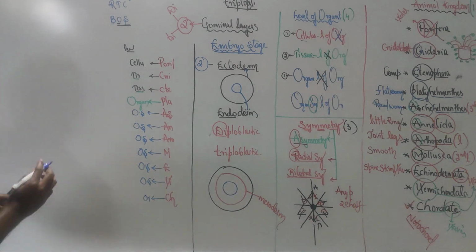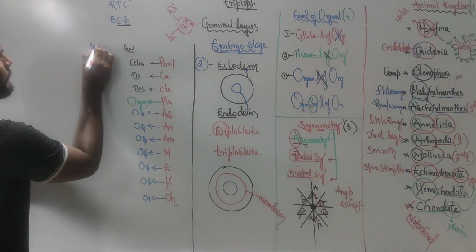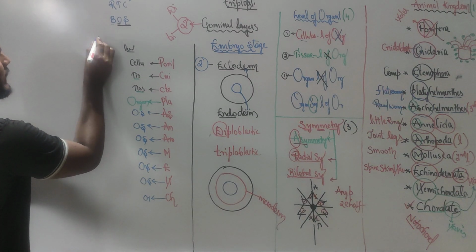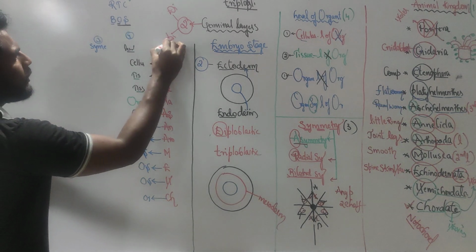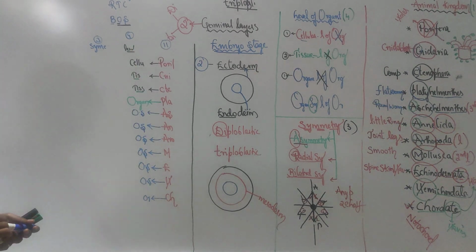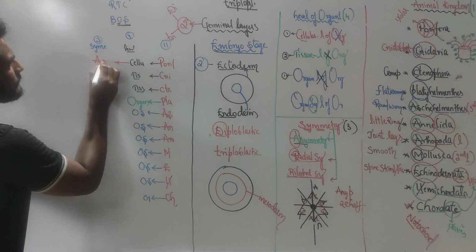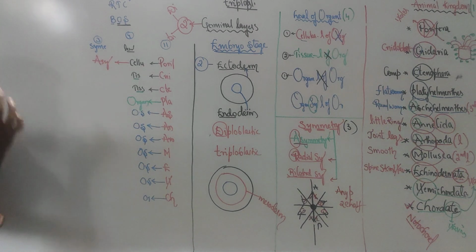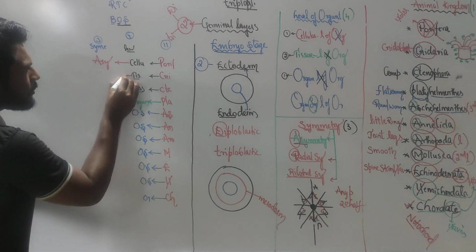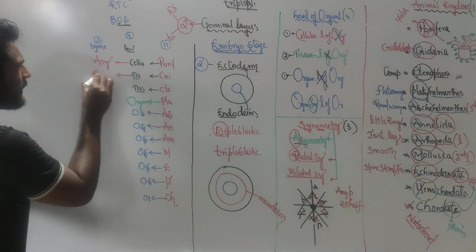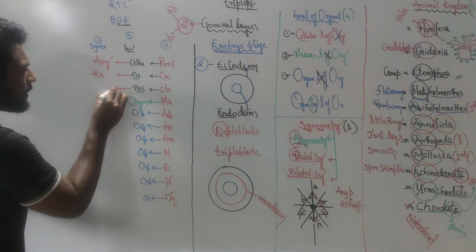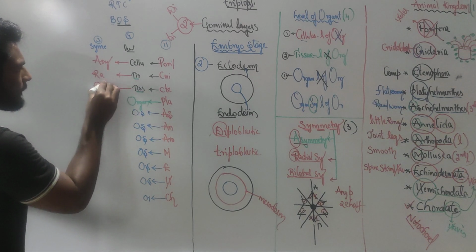Levels are completed. After levels, what? Symmetry. How many types of symmetries? 3. How many levels? 4. How many phylums? 11. So 3 types of symmetry. You tell me. Cellular level is showing what symmetry? Asymmetry. Tissue level is showing what symmetry? Radial symmetry.